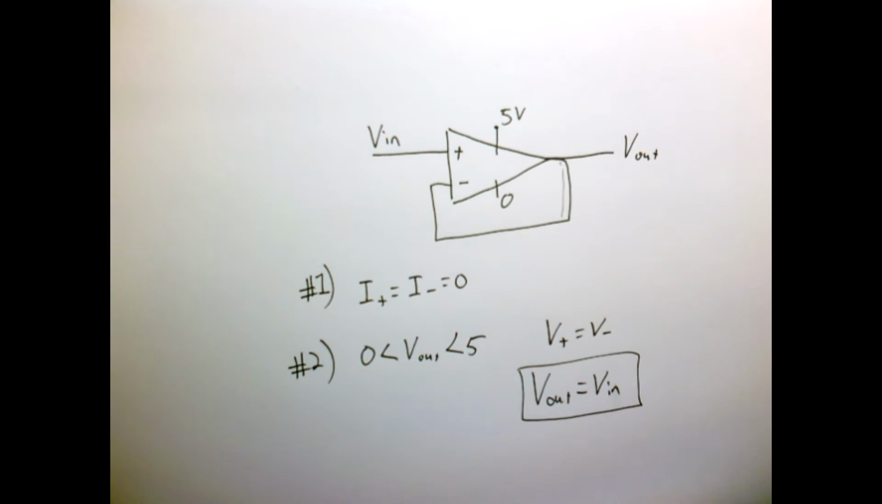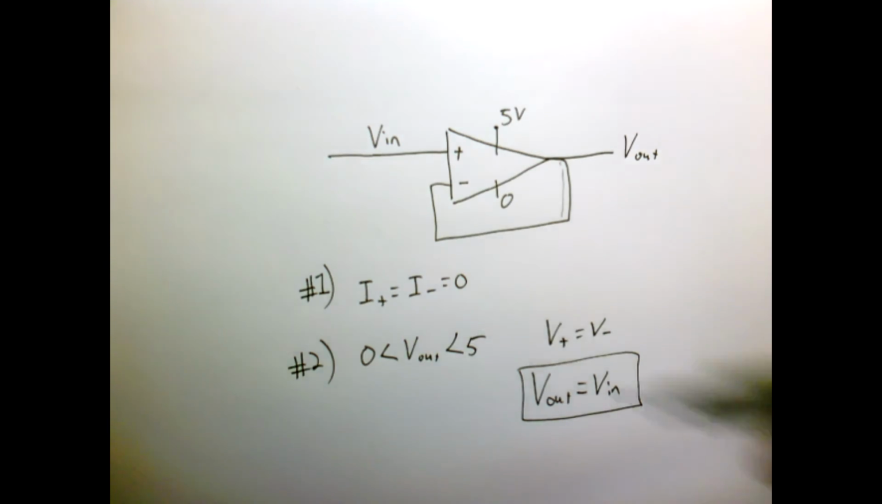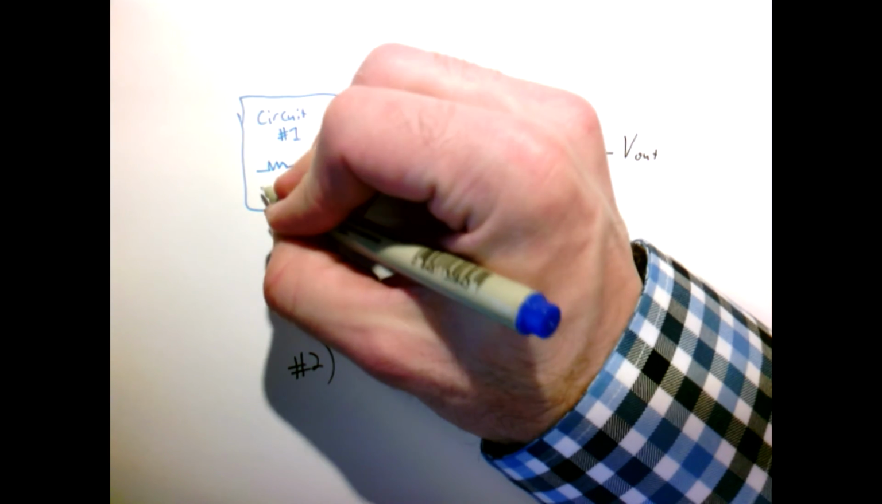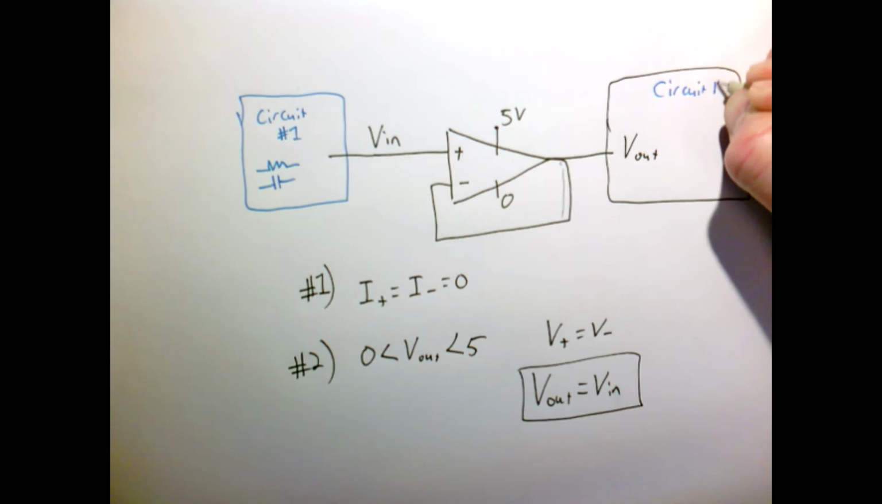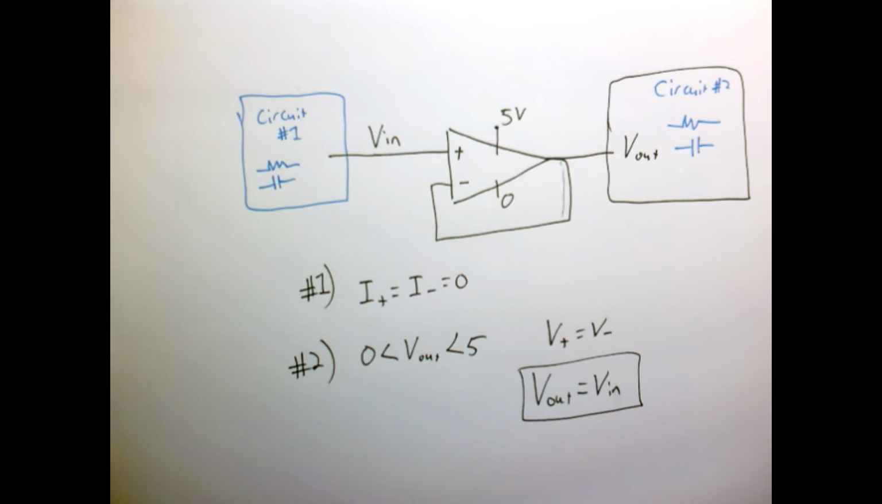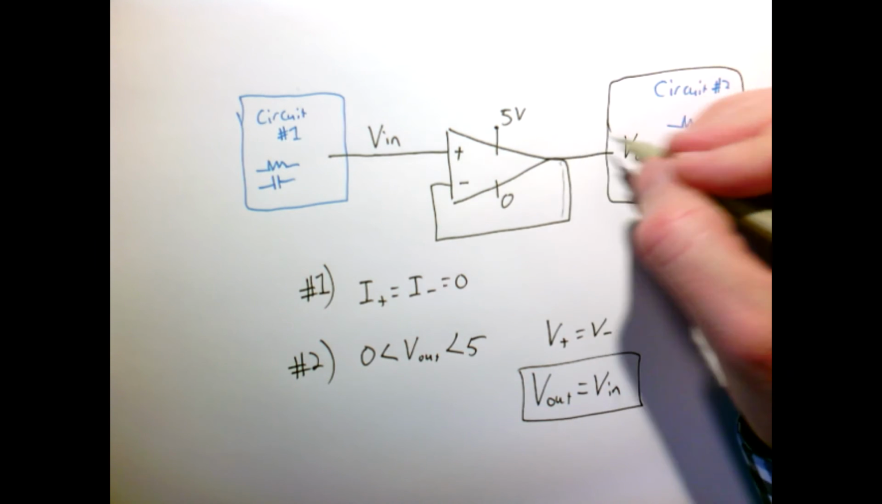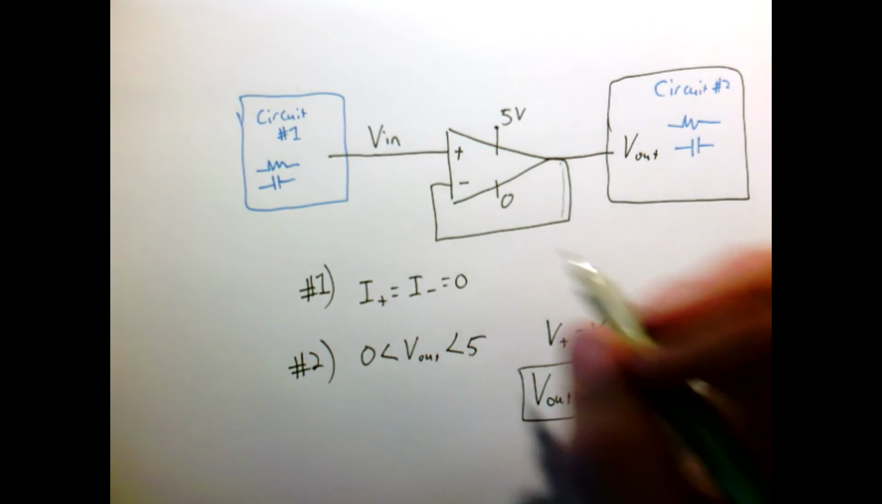This might seem like a useless circuit, but it's actually not. It's one we'll use quite a bit. You can imagine I have some circuit over here, I'll call it circuit number 1, and it's full of things like resistors and capacitors. Then I need to connect that, for some application, to circuit number 2, which is also full of resistors and capacitors. What's useful about this circuit is that since V out is equal to V in, I can just copy the voltage from circuit number 1 to circuit number 2.